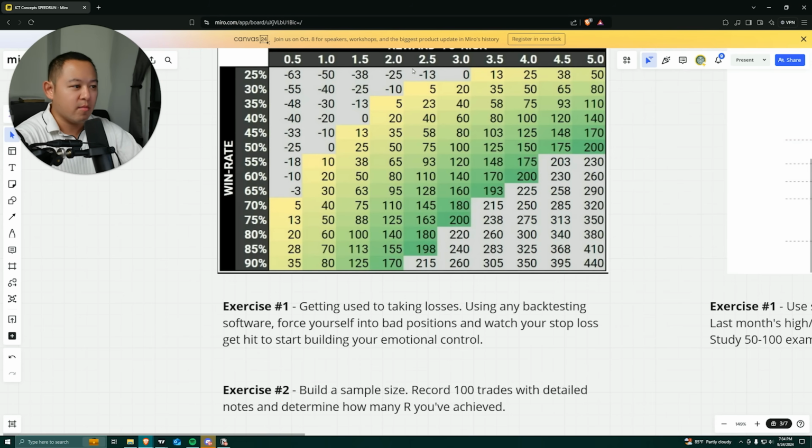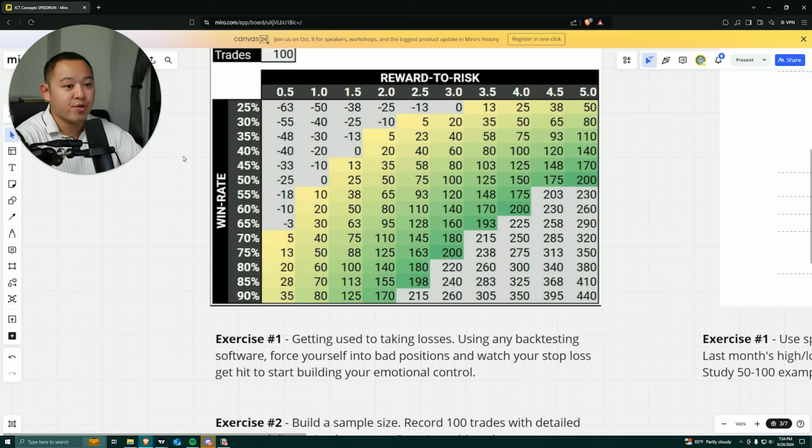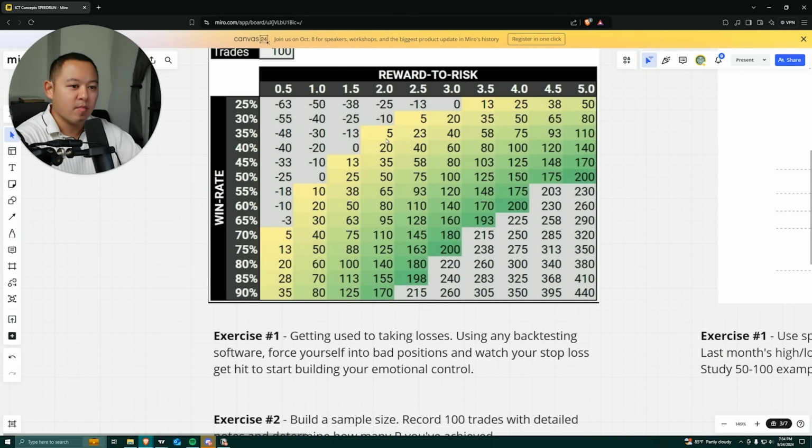So let's just look at some of these other numbers. Let's say if you're averaging a 1-to-2 risk reward, you only need a 35% win rate to come away with 5R over the course of 100 trades. Now, 100 trades is a lot, but would you not be happy with a positive outcome as a trader, right? Let's say if you're a break-even trader or you're a negative trader, you're losing money. Being okay with having a 35% win rate is something that you just need to get over. That's the hump that you need to get over.